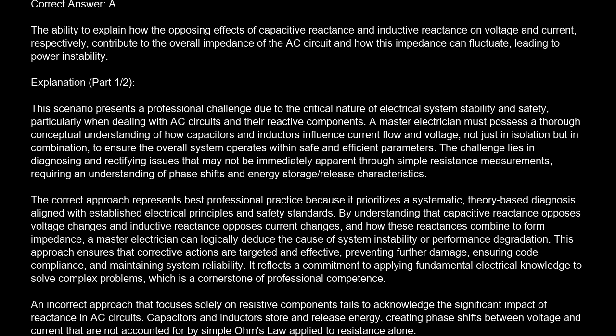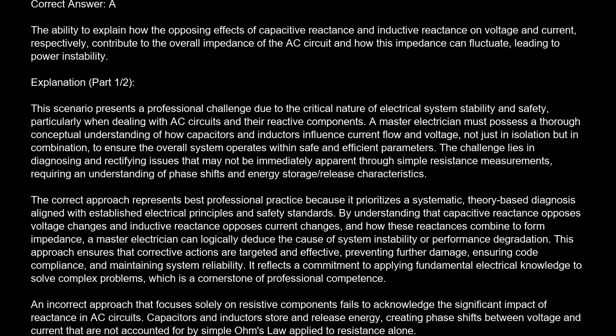Explanation. This scenario presents a professional challenge due to the critical nature of electrical system stability and safety, particularly when dealing with AC circuits and their reactive components. A master electrician must possess a thorough conceptual understanding of how capacitors and inductors influence current flow and voltage, not just in isolation but in combination, to ensure the overall system operates within safe and efficient parameters. The challenge lies in diagnosing and rectifying issues that may not be immediately apparent through simple resistance measurements, requiring an understanding of phase shifts and energy storage/release characteristics.